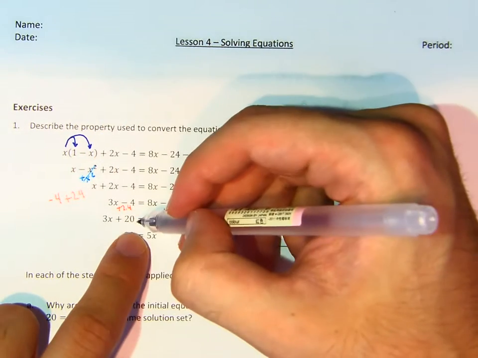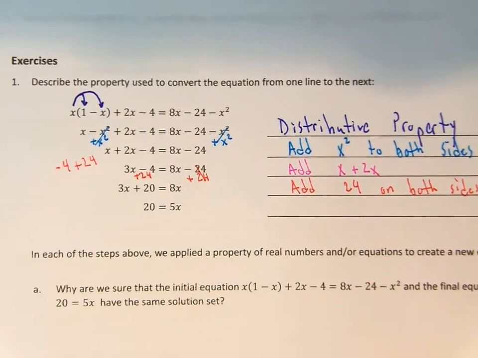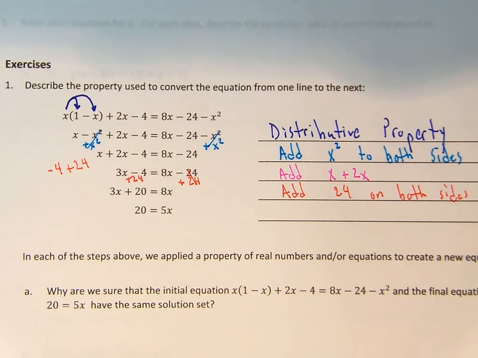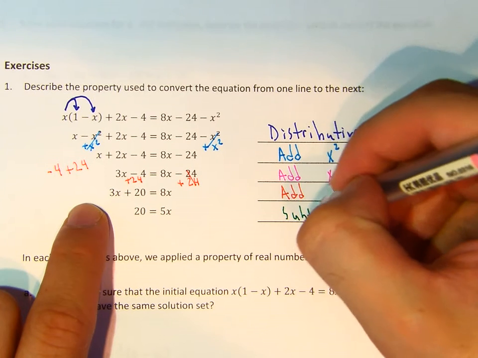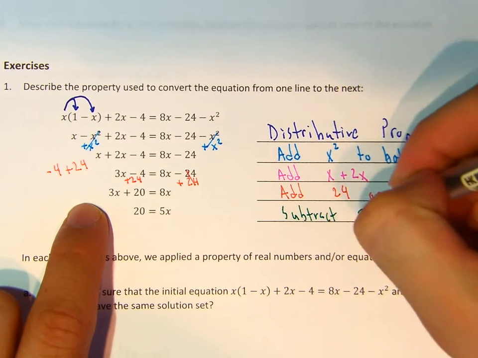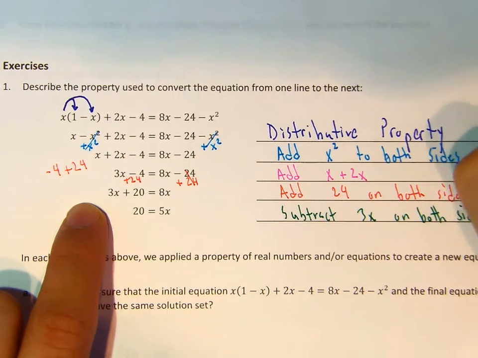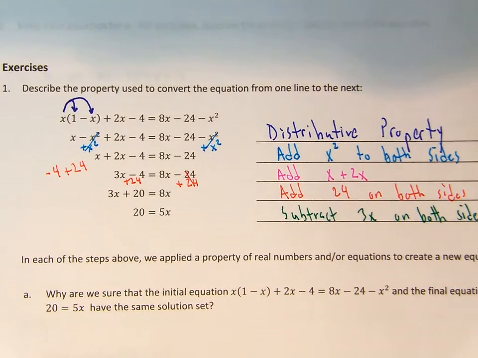And what is negative 4 plus 24? That's 20. Okay? And let me zoom in a little bit. Okay, that's a little bit better. Okay, and then what's the final move over here? How did you get from here to here? You're going to subtract 3x on both sides. Okay, and then now we have 20 is equal to 5x.